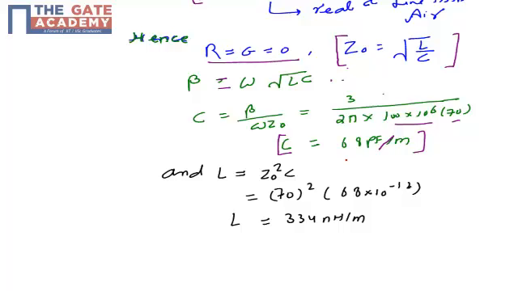Similarly, again with manipulation using these two formulas, you will get the value of L as Z0 square C. By the help of the first formula, once you calculate the value of C, you will get the value of L as Z0 square C. Then put the value of Z0 as 70, and C we have just calculated as 68 picofarad, 68 into 10 raised to the power minus 12. The value of L can be calculated as 334 nanohenry per meter.